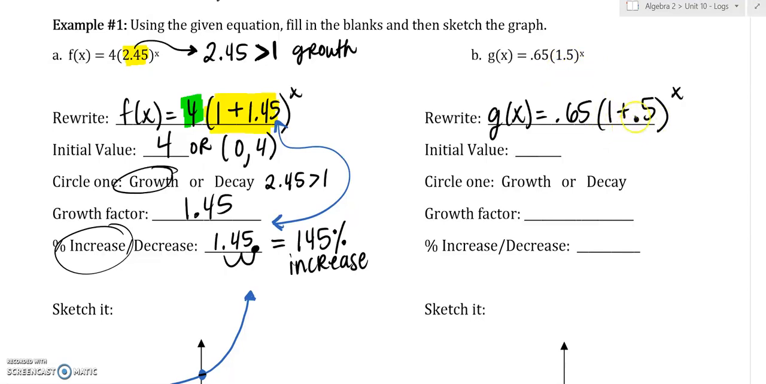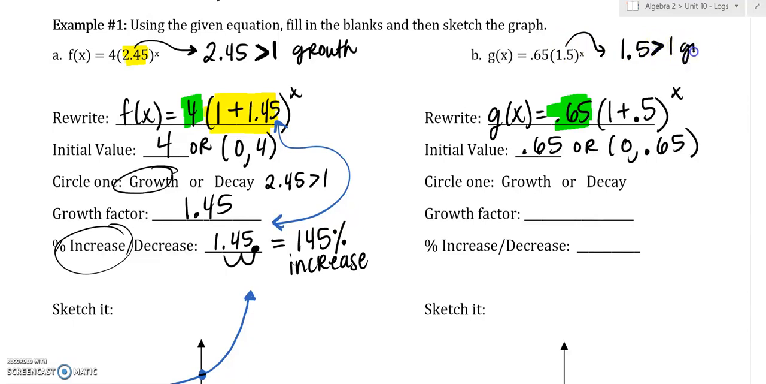Okay, then from here, the initial value. The initial value is the number that I just highlighted, the 0.65, the number in the front. Or if you really like to write that as a coordinate, 0, 0.65. Now, growth or decay. This is where you look at the stuff in the very beginning in parentheses. That's 1.5. You compare it to the number 1. 1.5 is larger than 1, so that tells me that this is a growth problem.